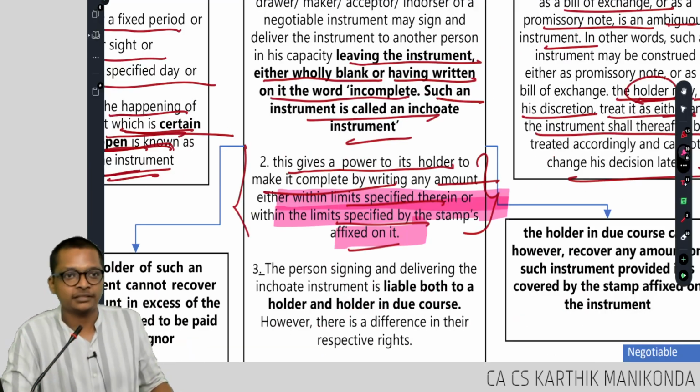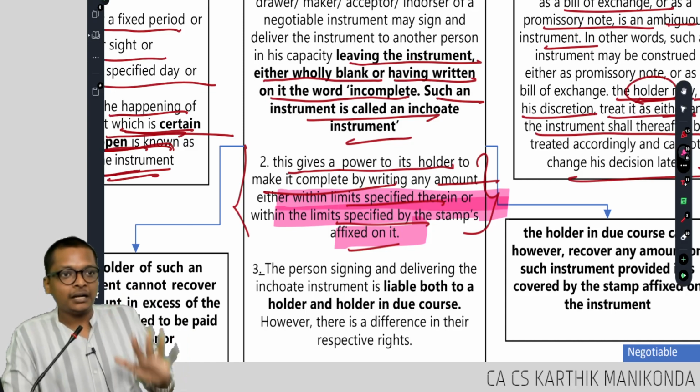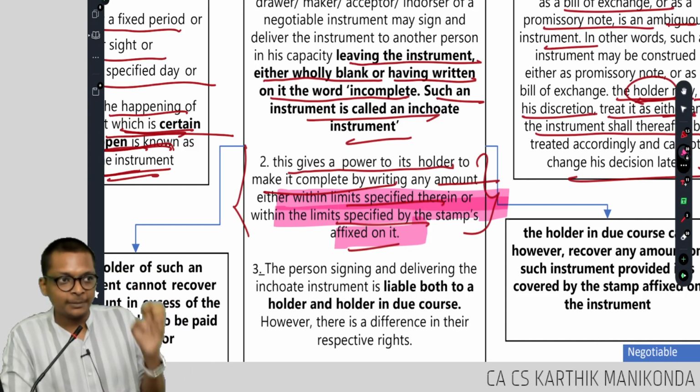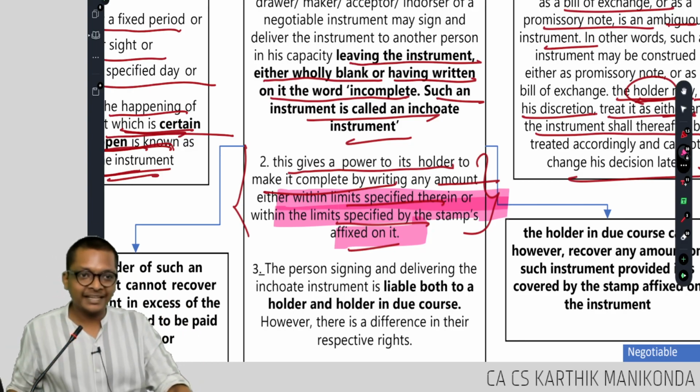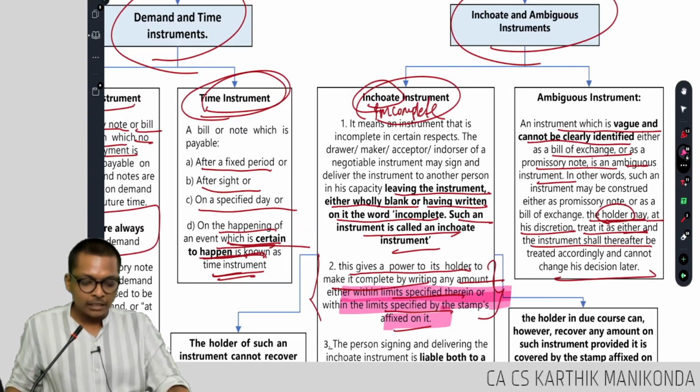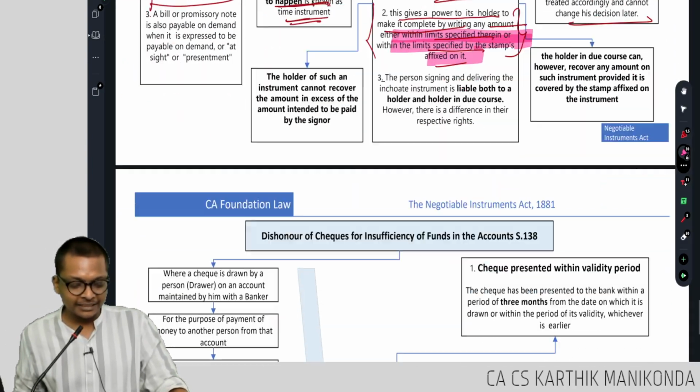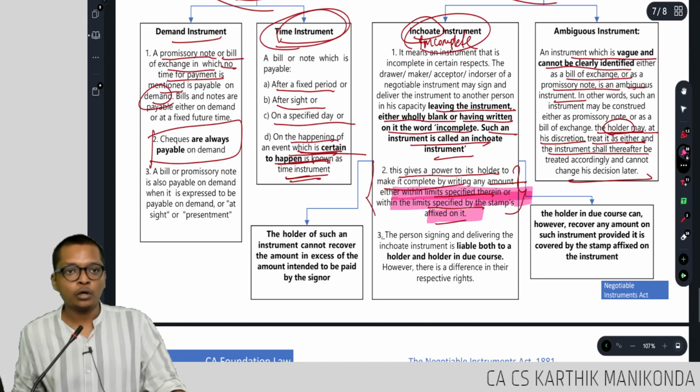Are you following, guys? In this class, 100 students can sit comfortably. I can't call 500 students and make them sit here. And the limit should fit. Are you following, guys? Clear? This is inchoate versus ambiguous instrument. Clear, guys? Are you all following? Hello, all of you with me?